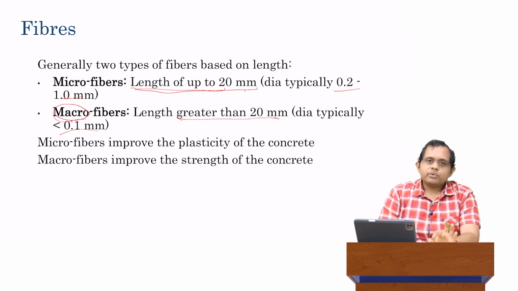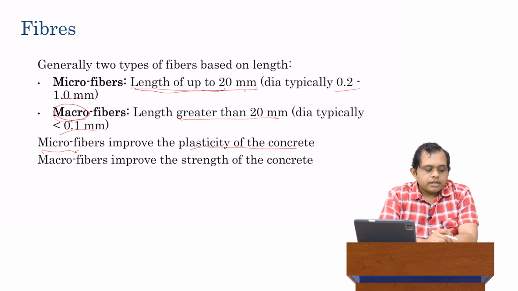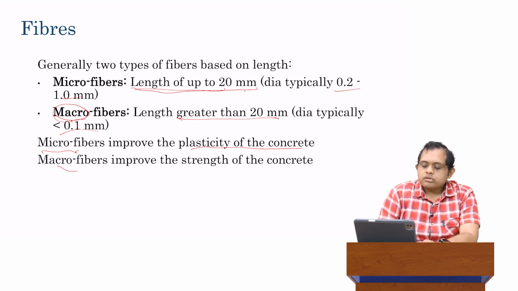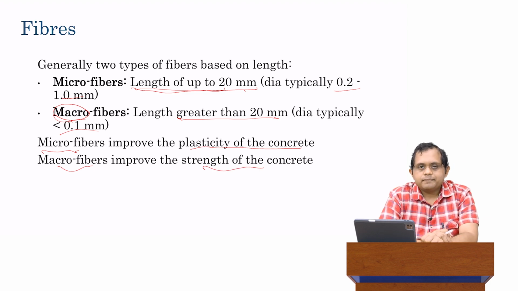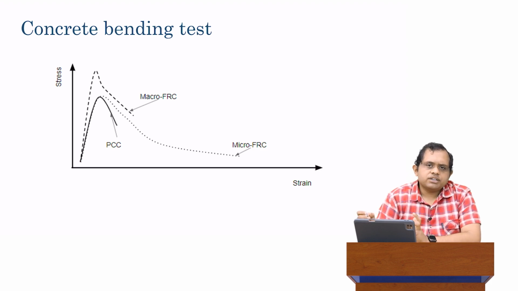The key difference between these two, why we study these two separately, is microfibers, which have a length of less than 20 mm, improve the plasticity of the concrete. We'll talk about this in a second. They improve the plasticity of the concrete, whereas macrofibers improve the strength of the concrete. So plasticity versus strength. Let's look at it through this figure over here. So this is a stress strain curve. I'm sure all of you have seen this in the past. This solid black line over here is the behavior of PCC, so plain cement concrete.